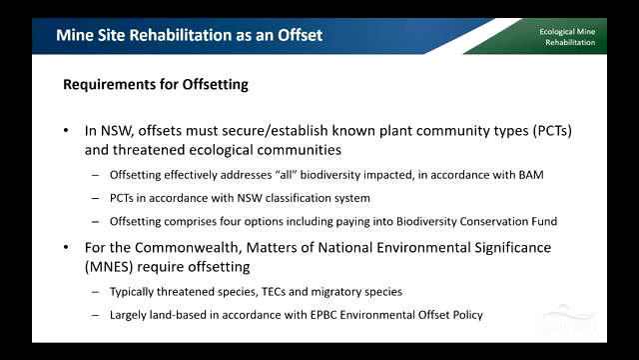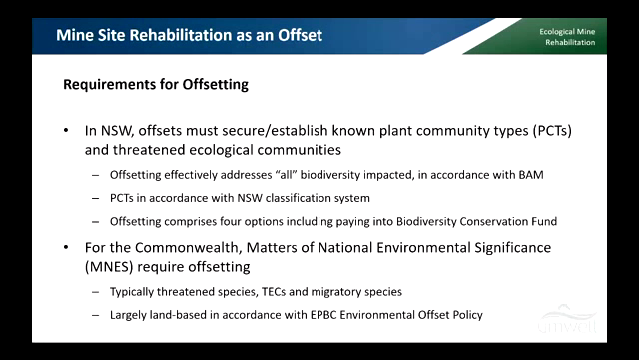Very briefly, in terms of the two jurisdictions that my study is mainly operating in, New South Wales and Commonwealth, I'll come back to that in a moment. In New South Wales, biodiversity offsets are required to secure and establish or enable the recovery of known plant community types, or PCTs, that are listed under a state classification system, and or threatened ecological communities that are listed by the New South Wales Scientific Committee. Each of those has a suite of descriptors that indicate what is a PCT or a TEC.